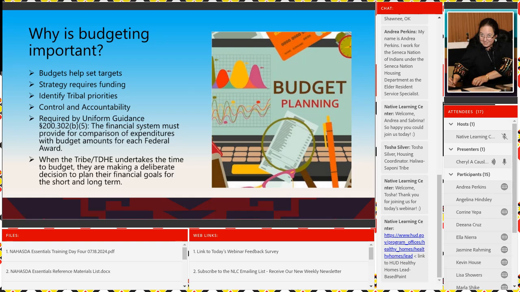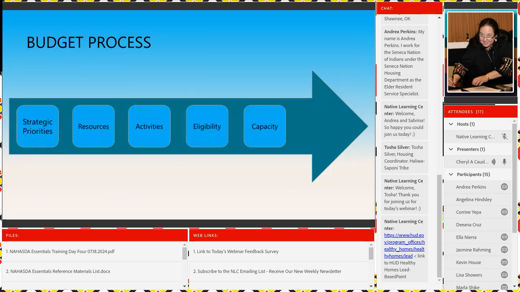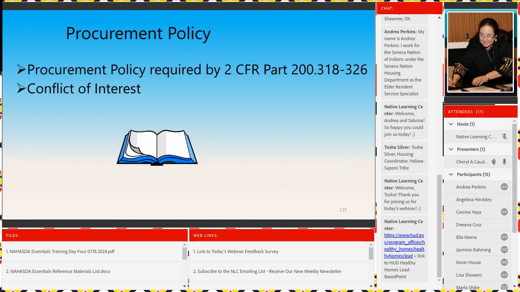It requires funding, identifies tribal priorities, and provides the control and accountability required by the Uniform Guidance at 302B. The financial system must provide for comparison of expenditures with budget amounts for each federal award. When the tribe or TDHE undertakes the time to budget, they're making a deliberate decision to plan for their financial goals for the short and long term. So the process: your strategic priorities, your resources, your activities, your eligibility, and your capacity.